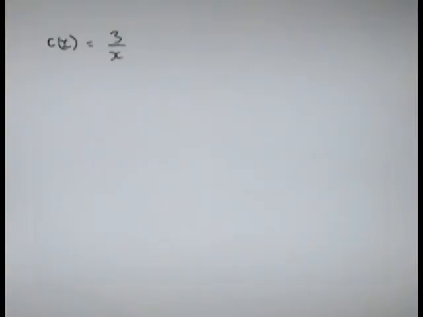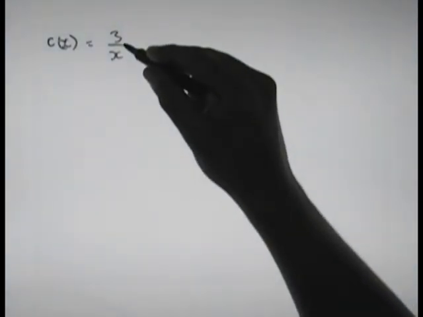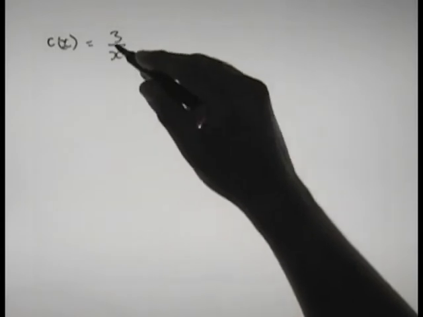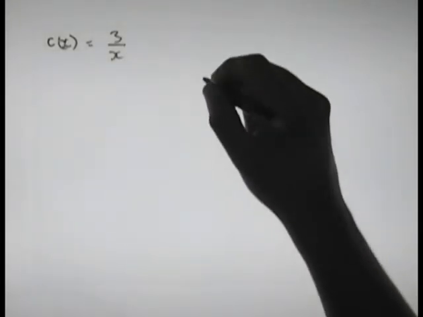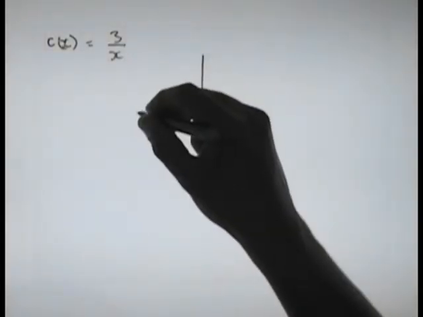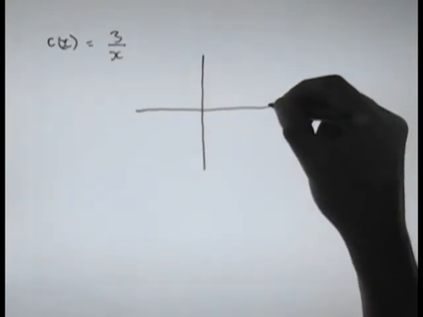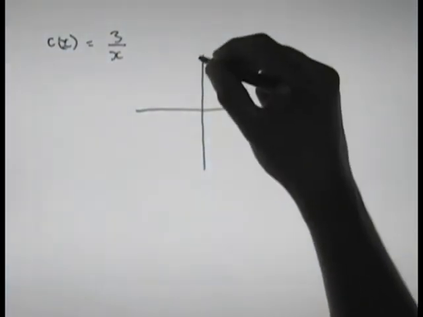The first one I gave you to do read c of x is equal to 3 over x. Now you're going to notice that with these I'm going to try and move away from using the table method. The reason being is just that it's unnecessary to do the table method for everything because it takes too long.